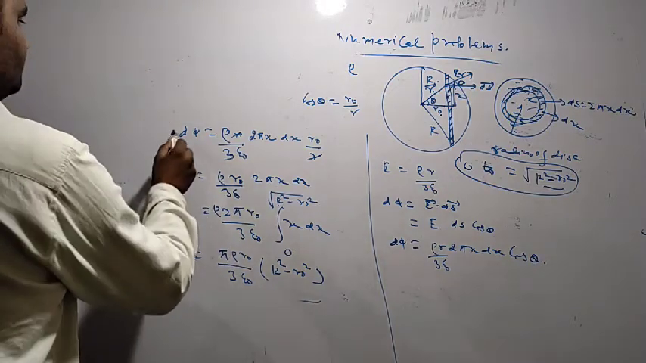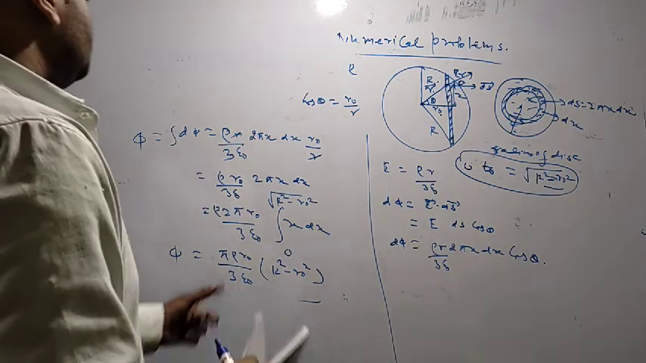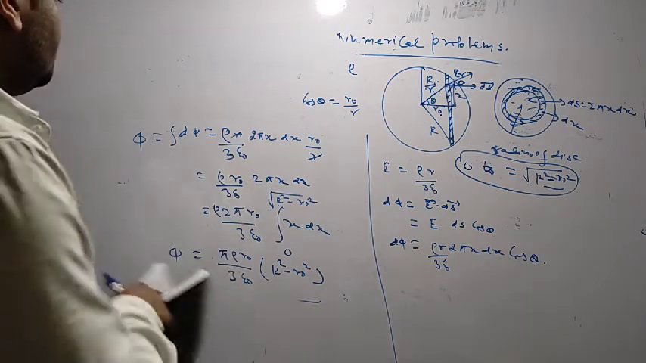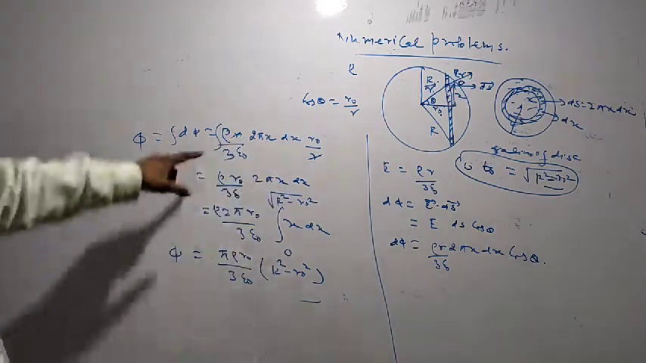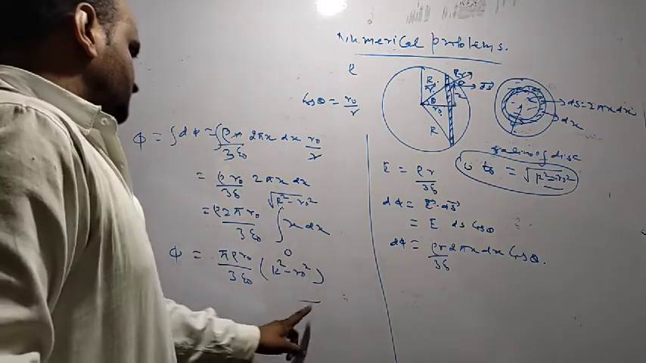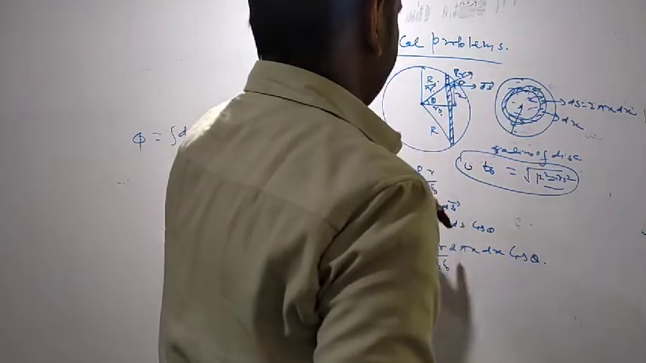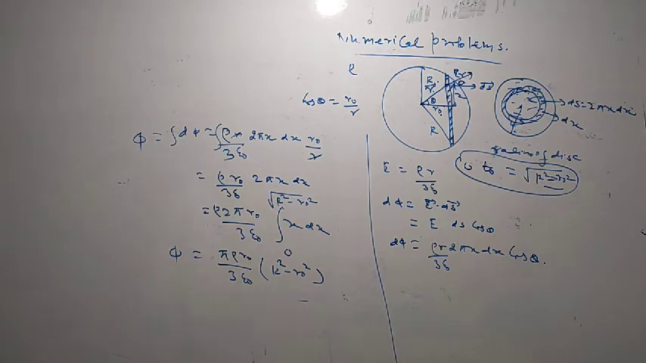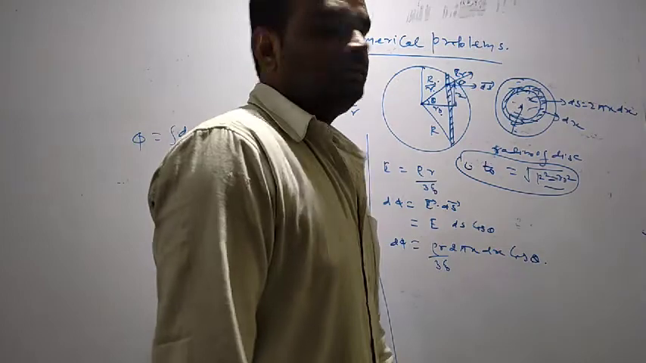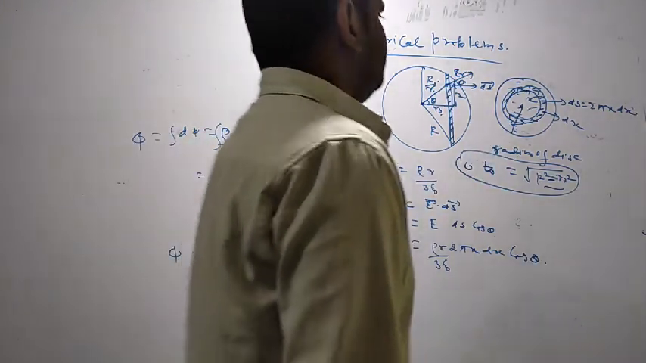Write this, and you can understand the importance of this integration and this step. So this is the amount of flux passing through this section. Okay, in the next classes I will do more problems, which I think will be important from Irodov. Thank you.